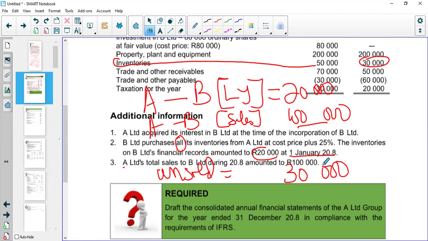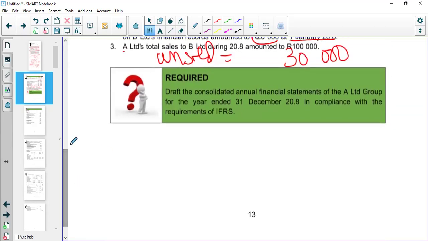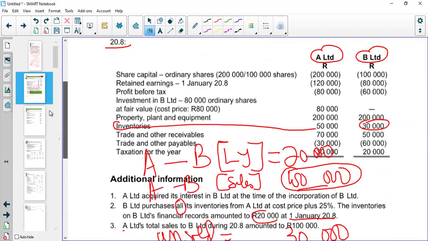So I want you to listen to this explanation I'm going to give you very carefully. The concept itself might be straightforward, but sometimes the format of the question might be tricky. The first thing, if there's an intragroup sale, is to eliminate the intragroup sales for the year. So we're going to have sales, the sales of A plus the sales of B. I'm not going to write down the amounts. It's not necessary, and I'm going to show you exactly how you do it.